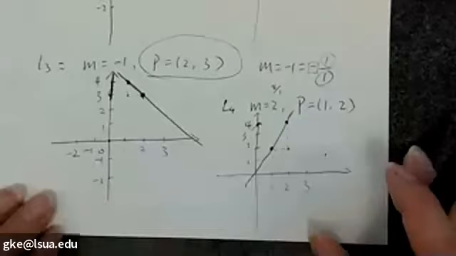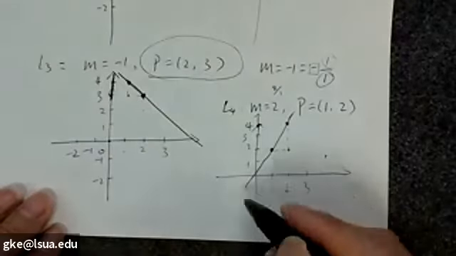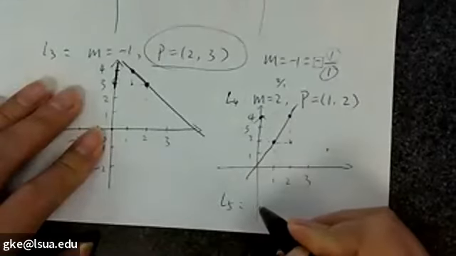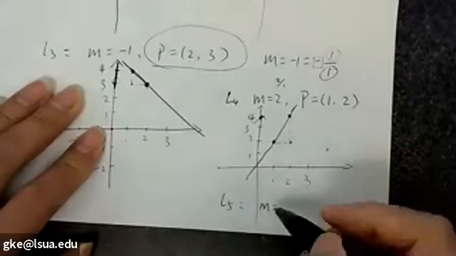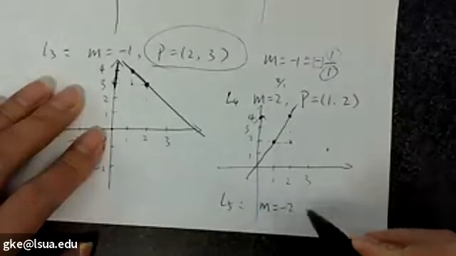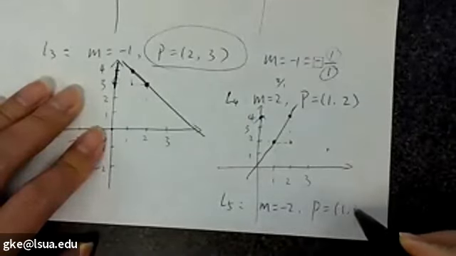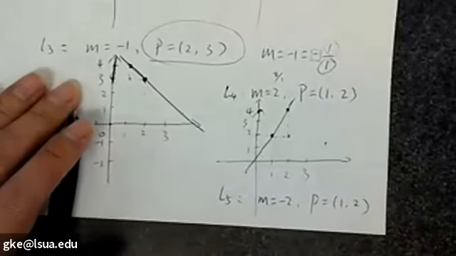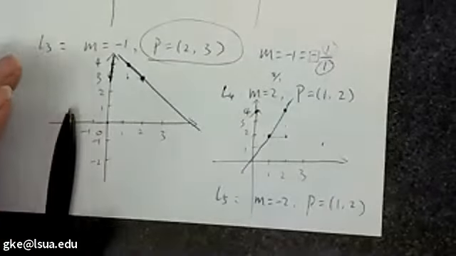Now I want you guys to try m equals -2, p equals (1, 2). Still use this point, but now it's a negative value, okay? Negative value.